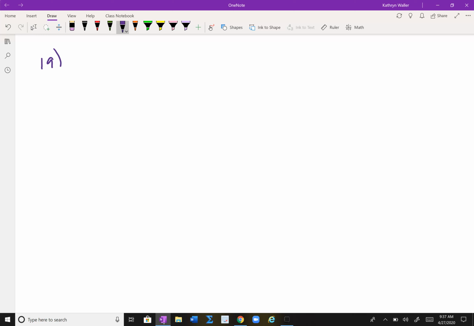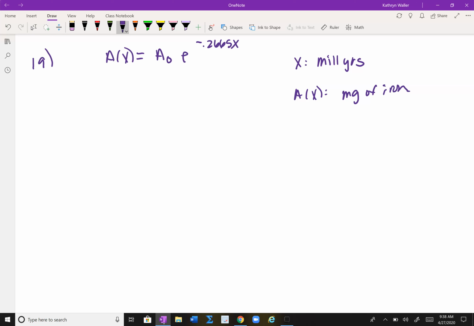So the amount of iron in a substance decays according to this equation. Okay, A sub 0 is the initial amount. X is the time that has passed in millions of years. And A of X is the milligrams of iron. Okay, so there are 100 milligrams initially. So I'm just going to erase that A sub 0 and replace it with 100 because A sub 0 is initial. One will be 30 milligrams of iron remaining.